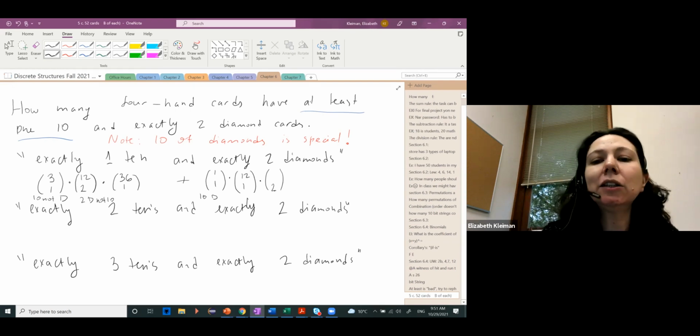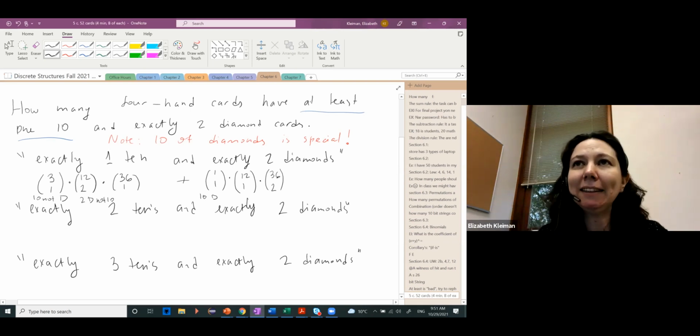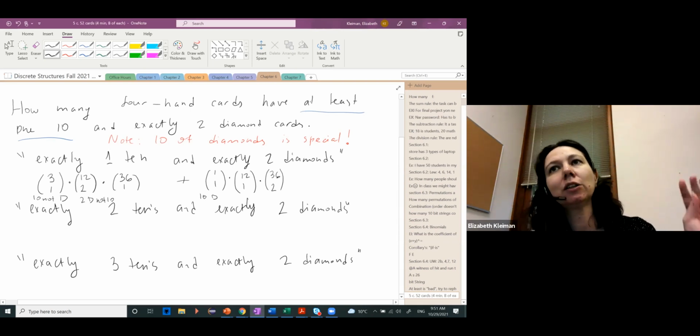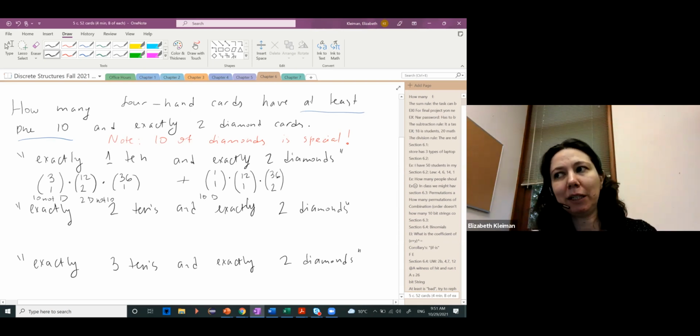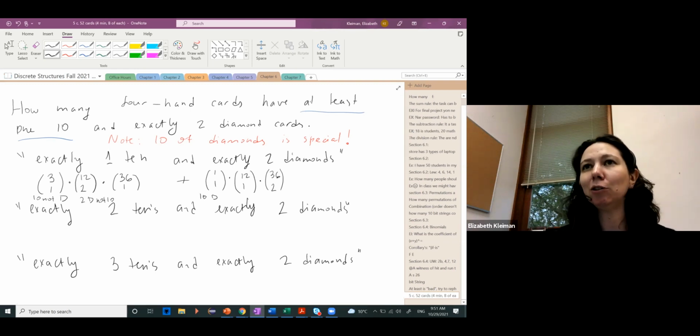Correct. It is still 36 because I cannot pick any more diamonds and I still cannot pick any more tens, correct? So tens and diamonds are eliminated. Now, I think this is good enough of a hint for this question, and now you should be able to finish it up for group work. What do you think?